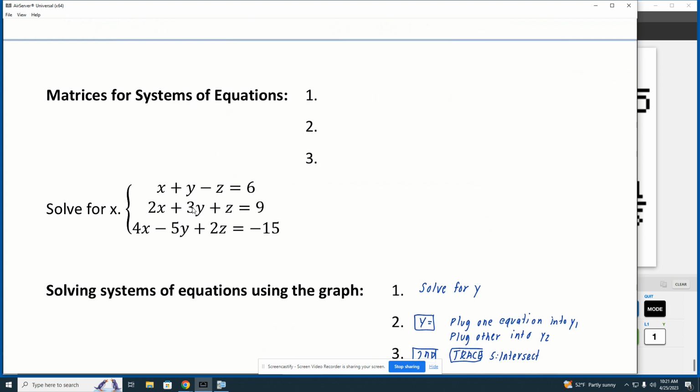This one has how many variables? It has 3. So here's what we're going to do. Y'all ready? First of all, we're going to get this thing called RREF. We're going to type in second.